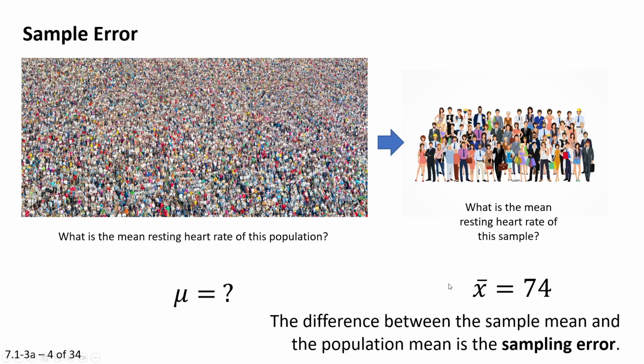So the difference between the sample mean and the population mean is the sampling error. Yes, we've got a value from the sample here of 74, but we'd be foolish to say, well, that's what the population mean must be, an exact replica of the population mean. We would anticipate that there's a little bit of error between those two things.